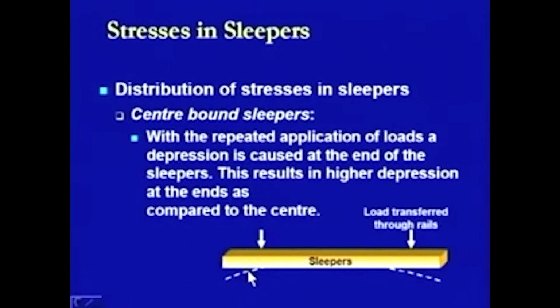So, when the packing at this level is becoming loose, there will be more deflection at this point as compared to the center point, and that is why it is termed as center bound sleeper, meaning it is being bound at the center but is open at the ends, and this results in higher depression at the ends as compared to the center. So, this is the difference between the load distribution of the sleepers under the newly constructed conditions or the old track conditions.